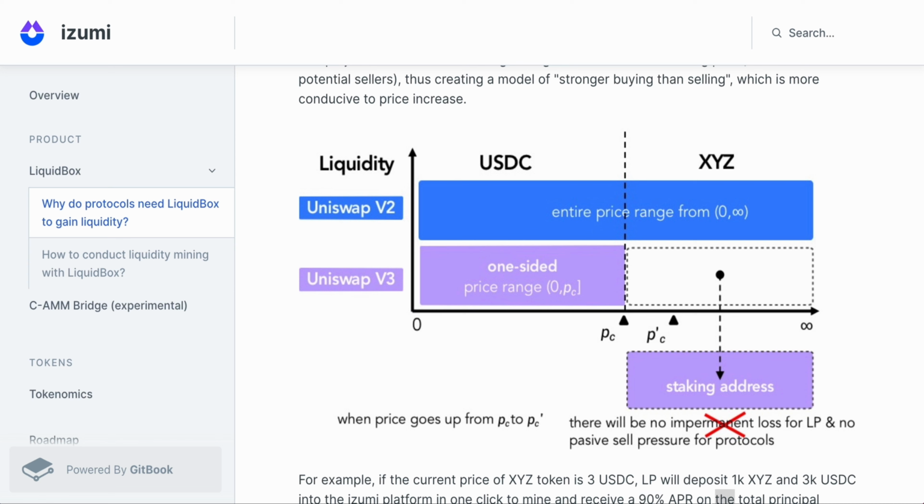Simply said, with the one-side model, the governance token can rise without impermanent loss. However, when the price drops, users still need to bear impermanent loss, but they can choose to use the other function of izumi finance to hedge, which we'll introduce in the next video.